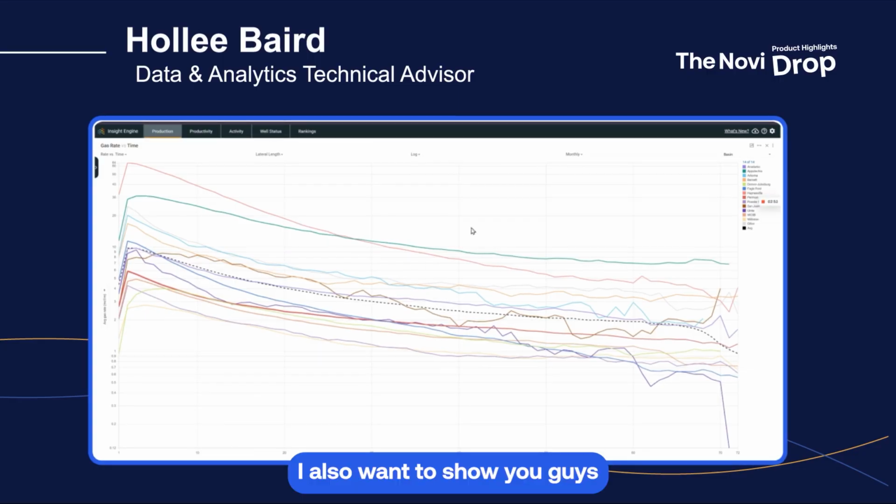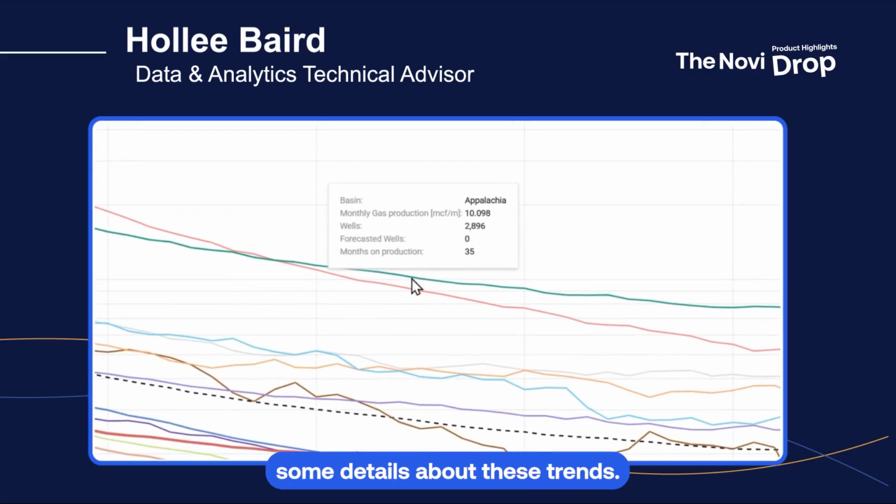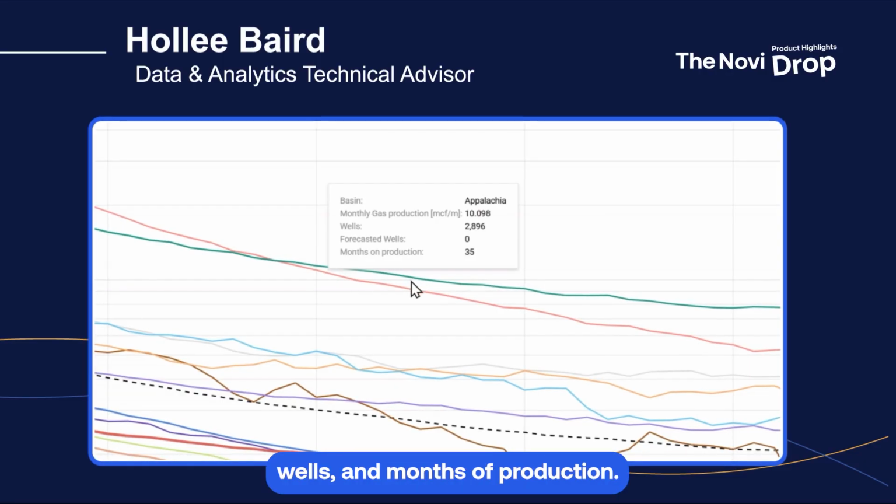I also want to show you guys the functionality within the chart itself. By hovering over these lines, you turn on a tooltip, which is showing you some details about these trends. So this is showing basin, monthly gas production, wells, forecasted wells, and months on production.